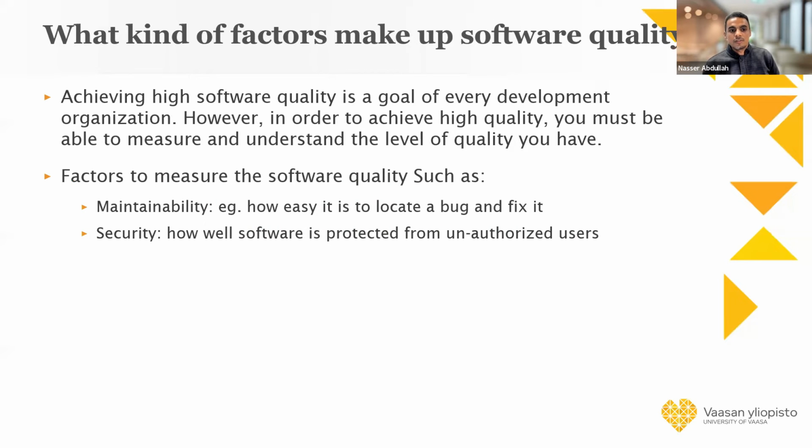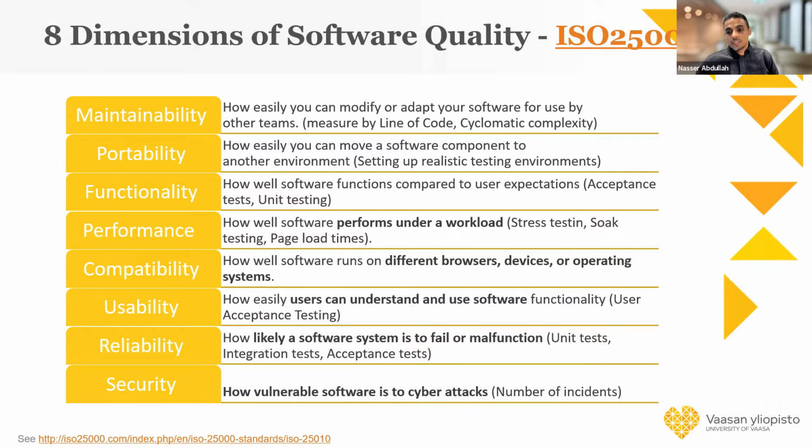So of course, guys, as you know, once we talk about software quality, there are some factors that make up this quality. As you mentioned, there is maintainability, security, portability. So we have many factors. I will not go through all of them because I have listed them all now. This is what we call the 8 dimensions of software quality.